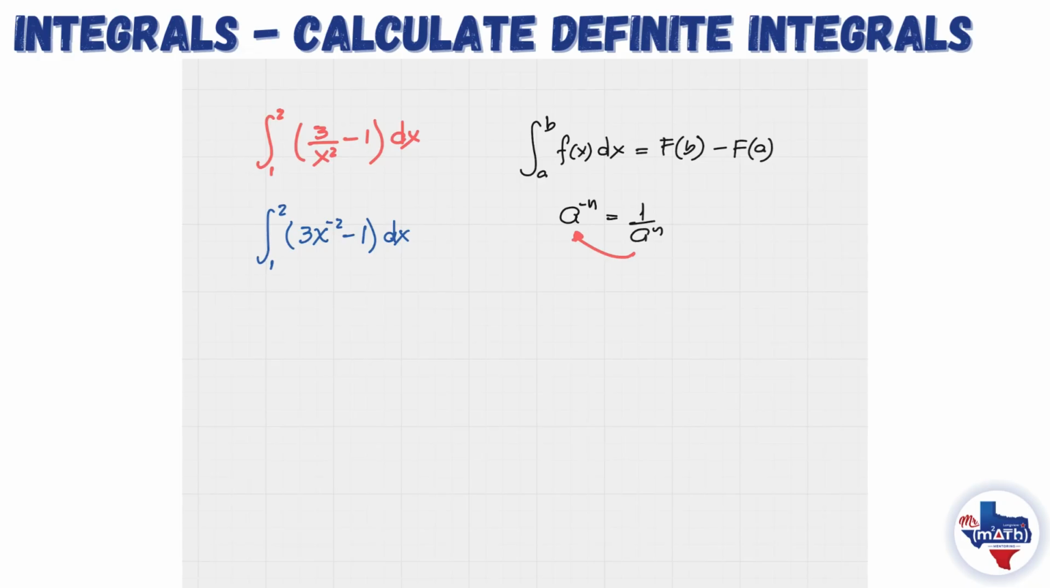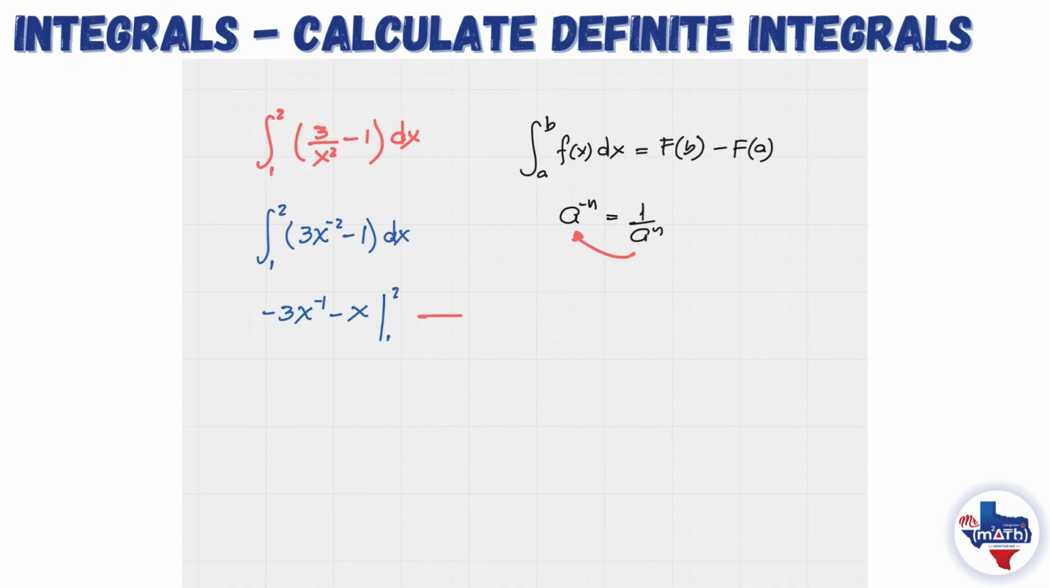Okay, let's continue the integration. We'll have 3 and x to the negative 2 plus 1, that is negative 1. And that will be divided by negative 1, which would just make negative 3 times x to the negative 1. And this will be evaluated from 1 to 2.